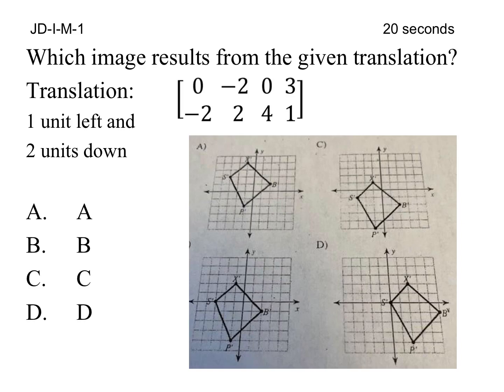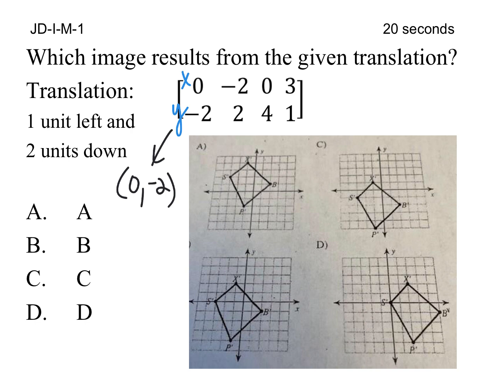Looking at our invitational questions, number 1, which image results from the given translation? 1 unit left and 2 units down. So for each one of these parts in the matrix, the top number is the x coordinate, the bottom number is the y coordinate. So this is the point 0, -2.